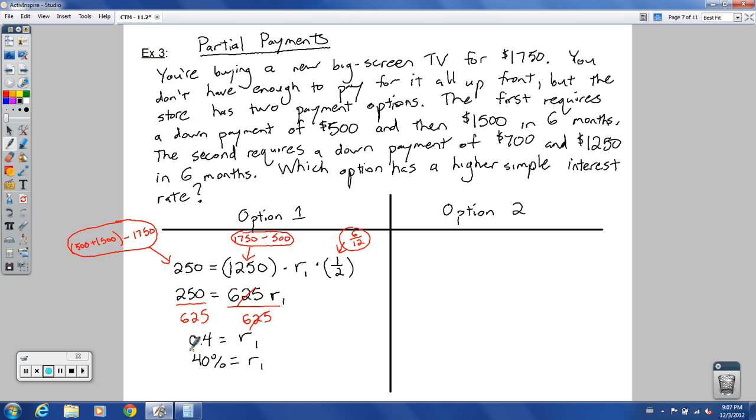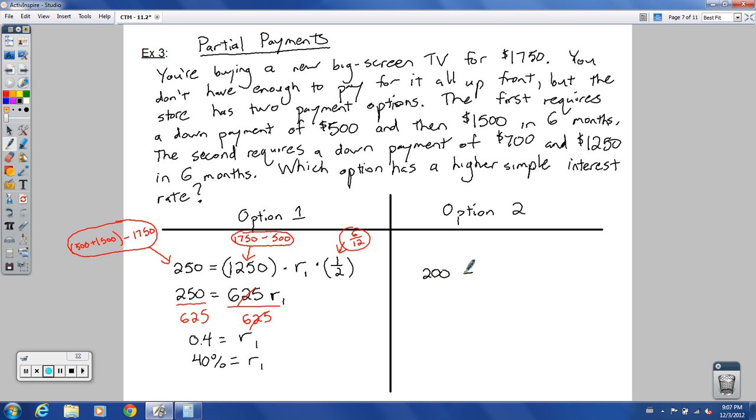So the store is really making a good deal for themselves if they're going to charge you that much. Option 2, what's the interest that they charge here? Well, they charge this much plus this much for a TV that's supposed to cost this much. So how much more are these two added together than this? That would be 700 plus 1250 minus 1750. That's going to be 200.